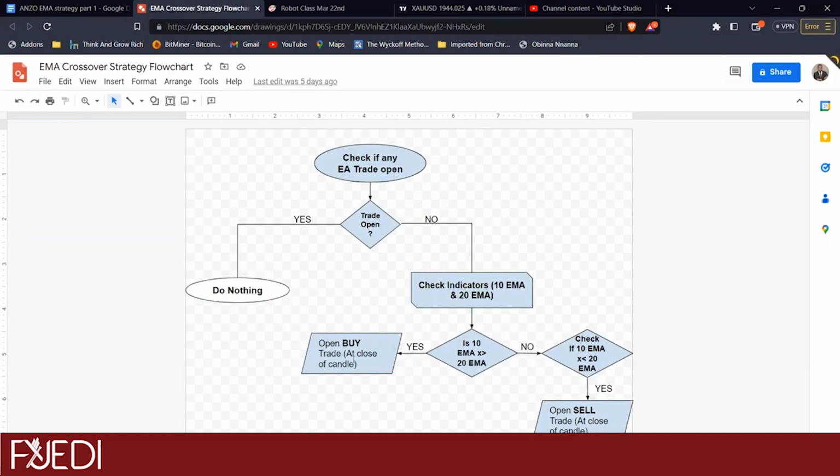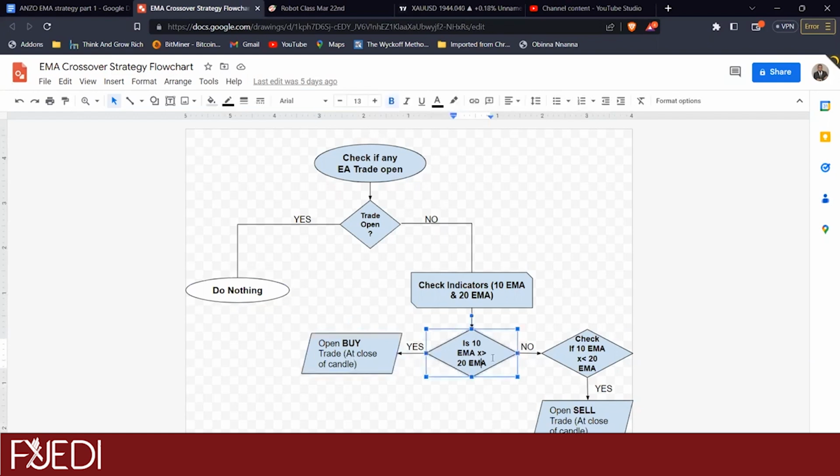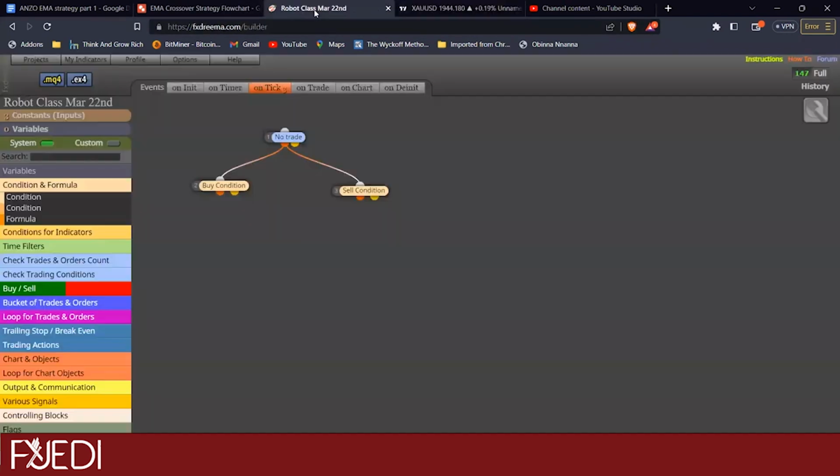We still want to look to buy when the 10-period moving average crosses above the 20. So when the 10-period moving average crosses above the 20, we want to buy. And when the 10-period crosses below the 20, we want to sell. So how do we define that? So we go into our buy conditions, just double click on it.